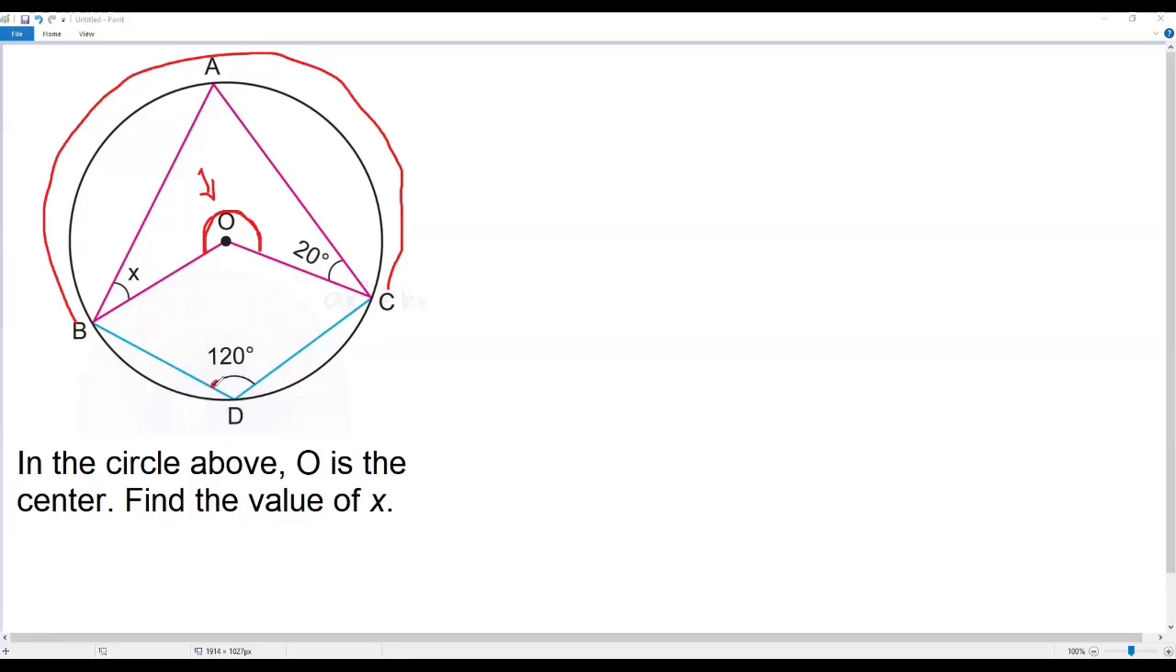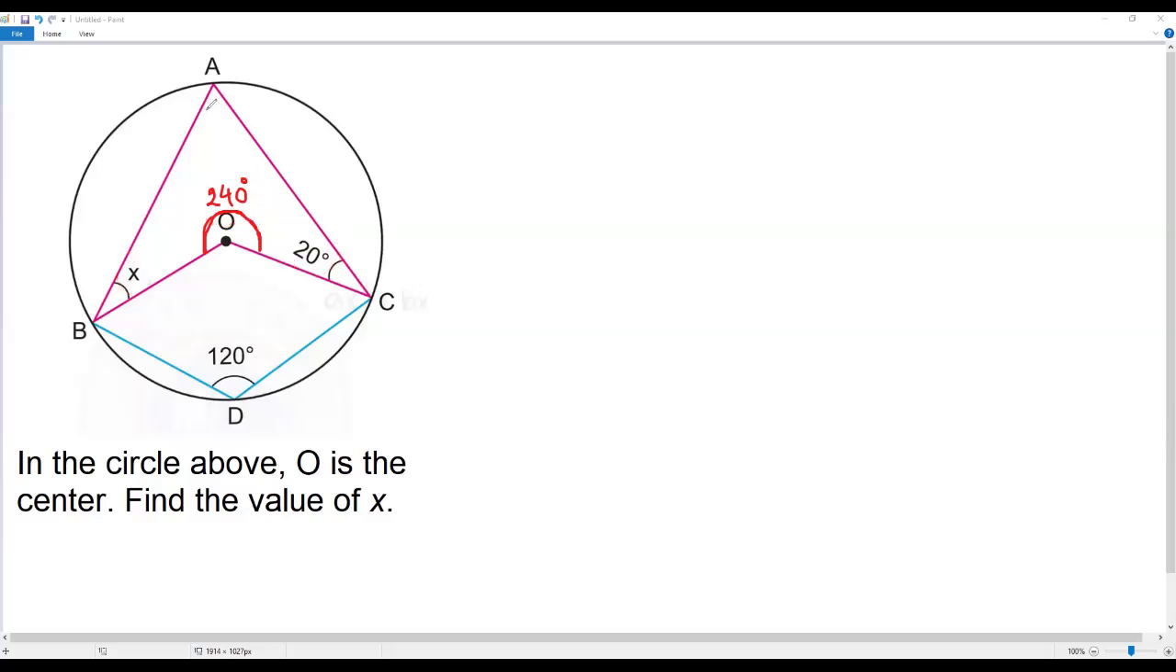Actually, the angle at the point D on the circle is subtended by the same arc, that is BAC. So now the angle subtended by the arc BAC at the center must be 2 times this angle 120 degrees, which is subtended by the same arc BAC at a point D on the circle. So what is 2 times 120 degrees? 2 times 120 degrees is 240 degrees. Now in the four interior angles of the quadrilateral ABOC, I have x, 240 degrees, 20 degrees.